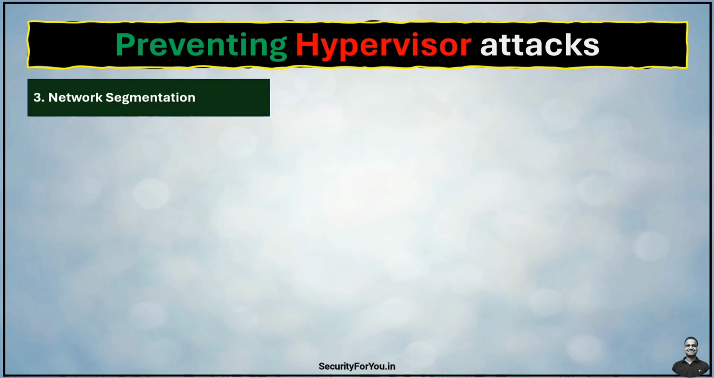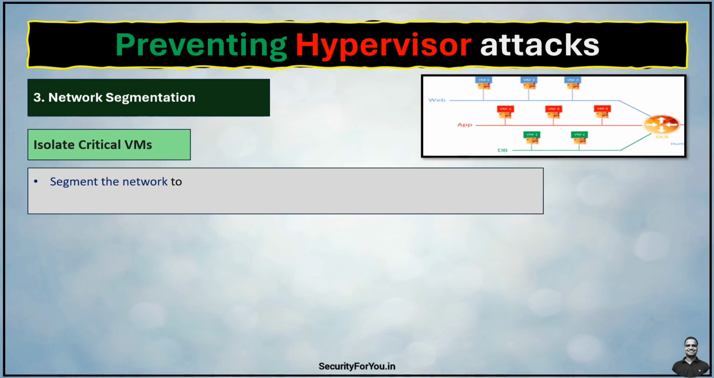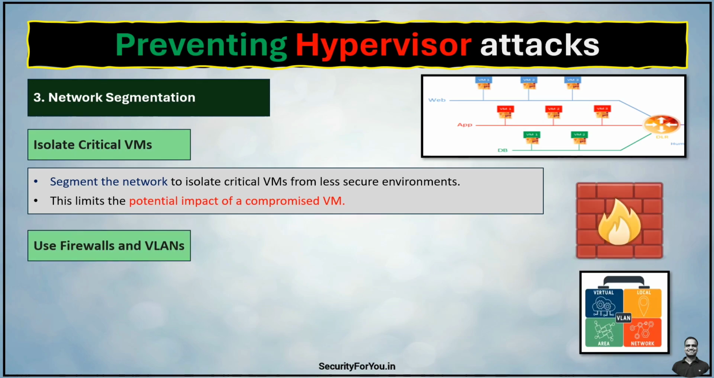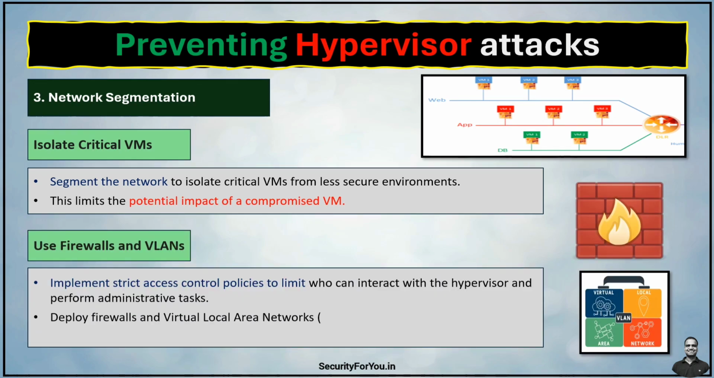Network segmentation. Isolate critical virtual machines. Segment the network to isolate critical virtual machines from less secure environments. This limits the potential impact of a compromised virtual machine. Use firewalls and virtual LANs. Deploy firewalls and virtual local area networks to create barriers between different segments of the network.